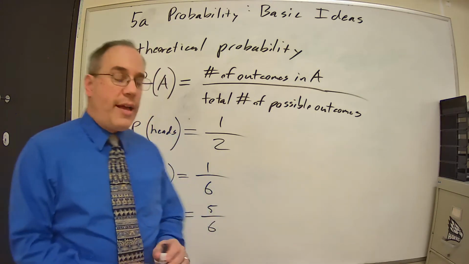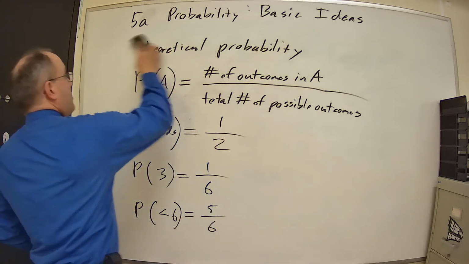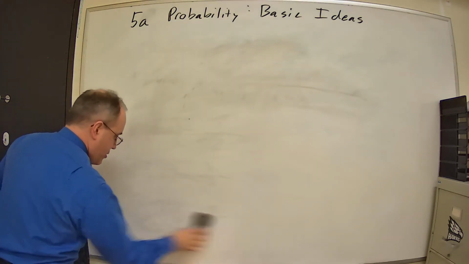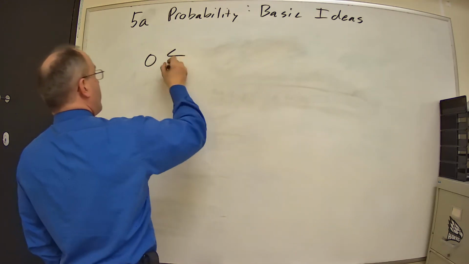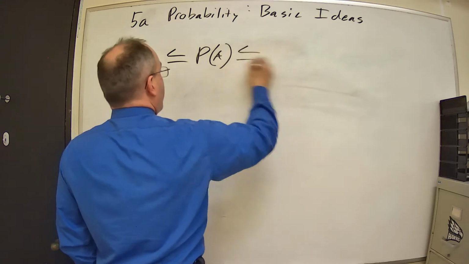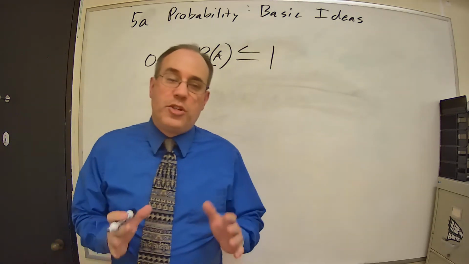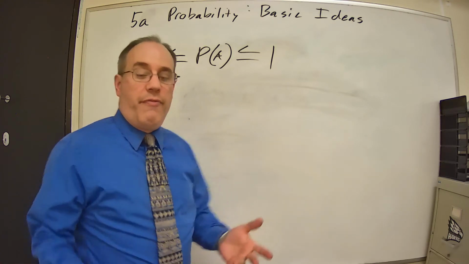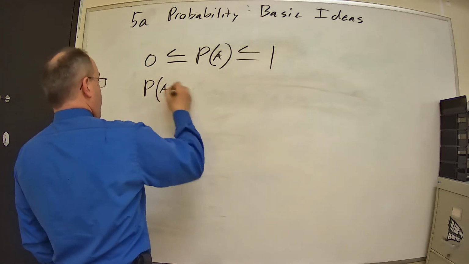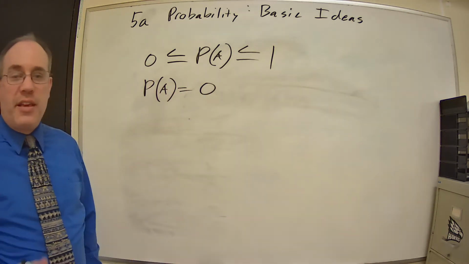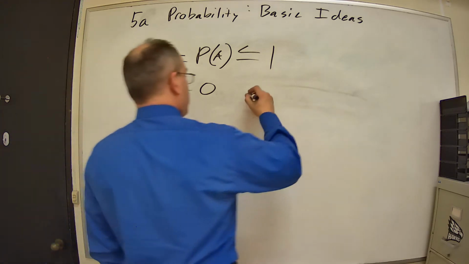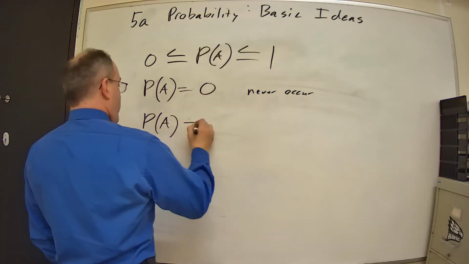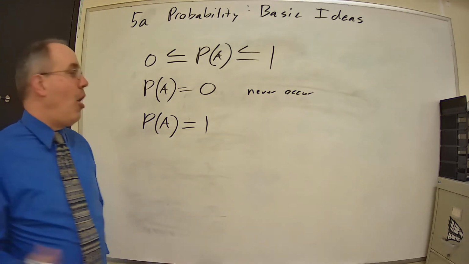And a couple things you need to realize with this is that your probability is always going to be between 0 and 1. So probabilities are always between 0 and 1. You will never have a probability that's less than 0, you'll never have a probability that's greater than 1. In fact, if you have a probability that is equal to 0, that means that the event will never occur. If you have a probability that's equal to 1, that means your event will always occur.